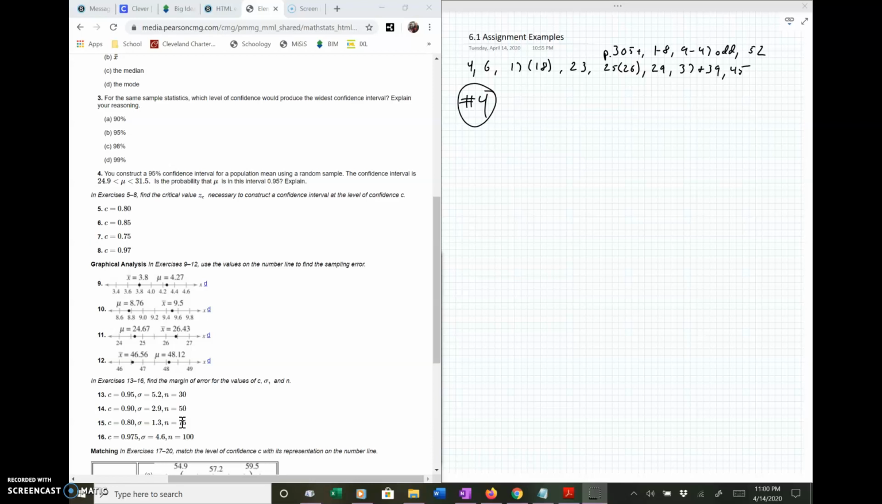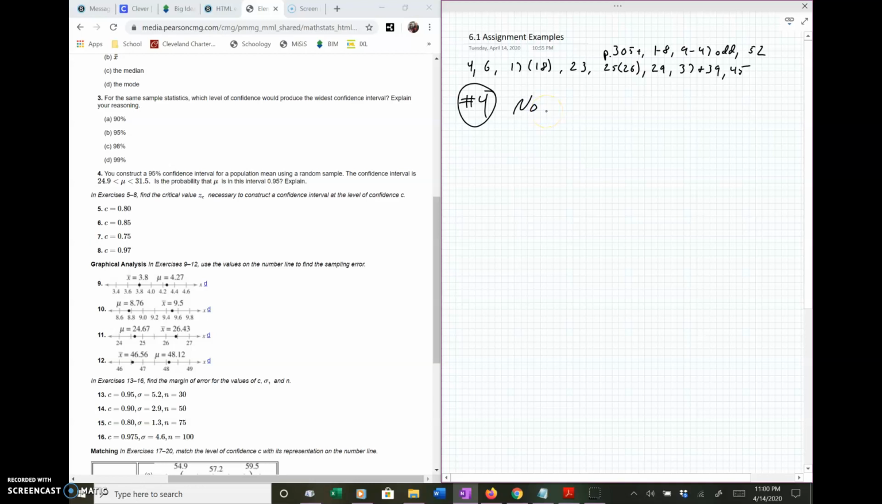95% confidence interval for the population mean using the random sample. The confidence interval is 24.9 to 31.5. Is the probability that mu is in this interval 0.95? Explain. This is a key concept on this. The answer is no, it is not.